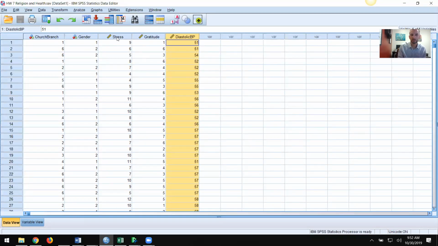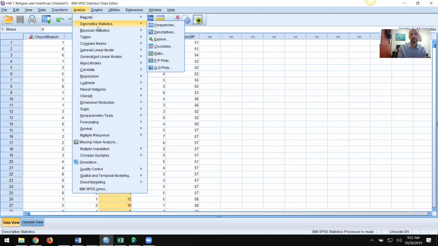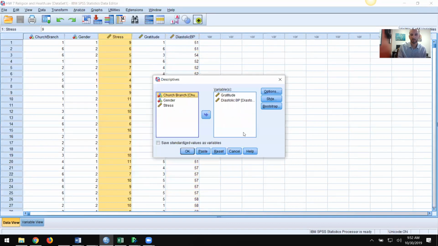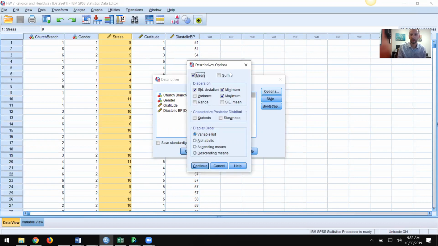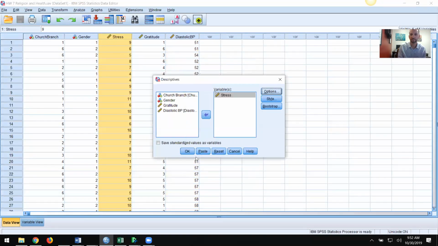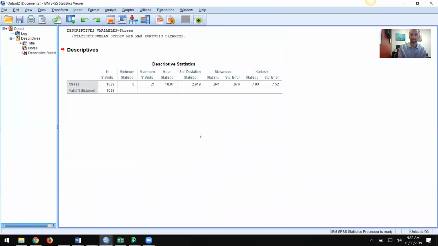The third assumption is normality. Is this variable normally distributed? Is stress normally distributed? To test that, I'm going to go to descriptive statistics and run descriptives, and I'm going to move stress over here. There's an additional step I need to take, which is to click here to ask for the skewness and kurtosis. So I'm going to do that, and then click OK.